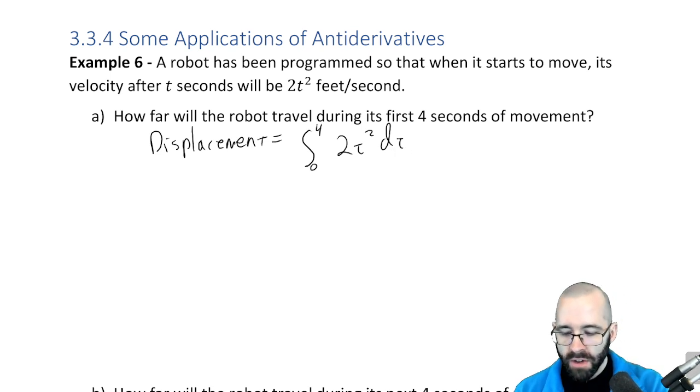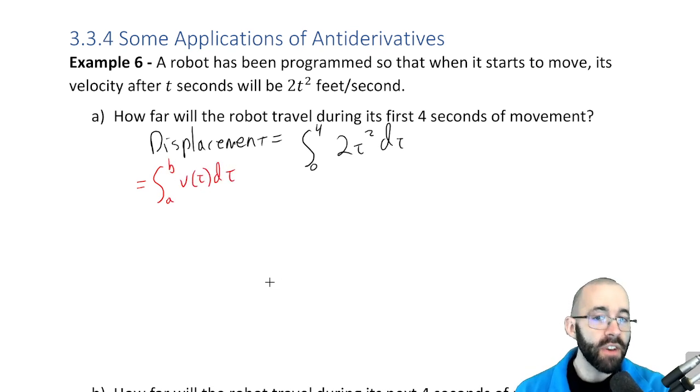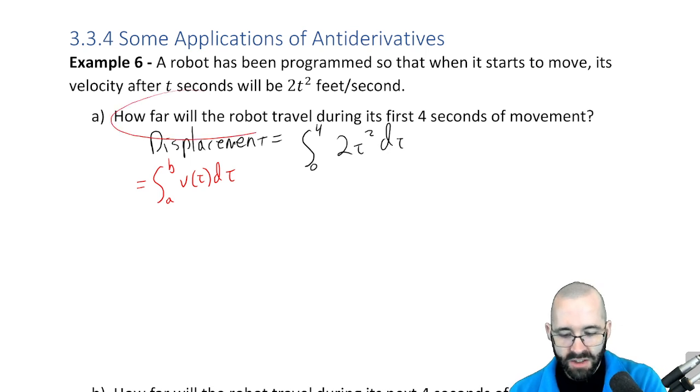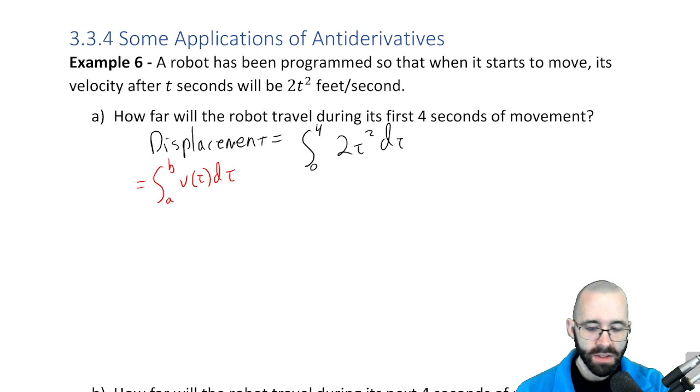All right, and in general, displacement is always going to be the integral of velocity. Because of the fundamental theorem of calculus in 3.1, we said the integral of a rate of change, and velocity is just the rate at which your position's changing, the integral of a rate of change is the total change. Total change is how far the robot traveled. That's why this all works.